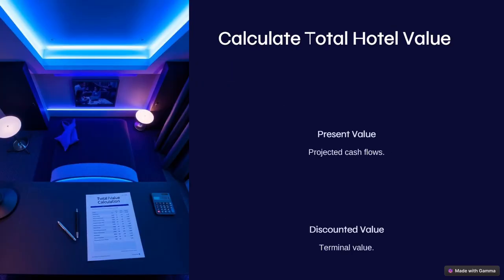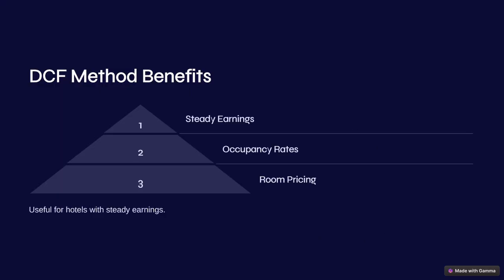Then we will calculate the total value of the hotel by adding the present value of the projected cash flow and the discounted value of the terminal value. That will give you the total value of the hotel. So in this way we can calculate the value of a hotel by using the discounted cash flow method.